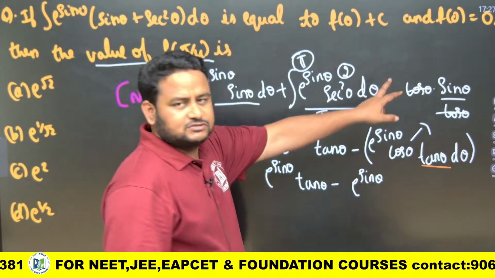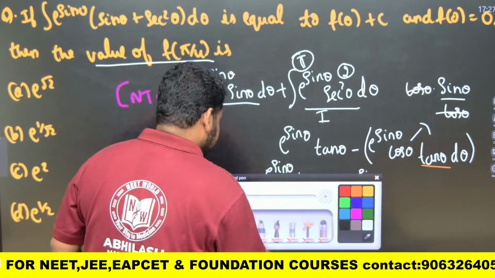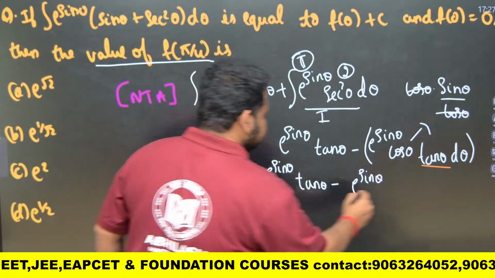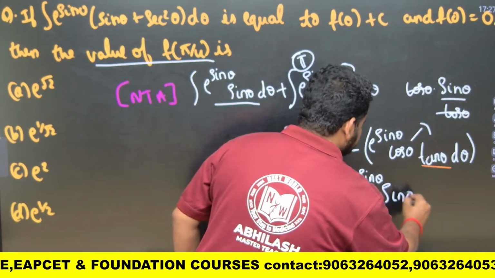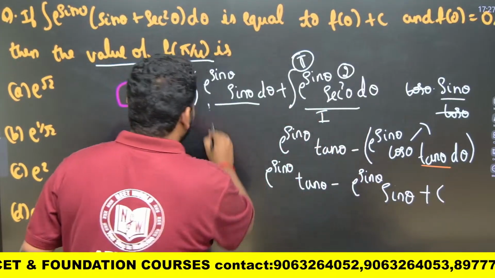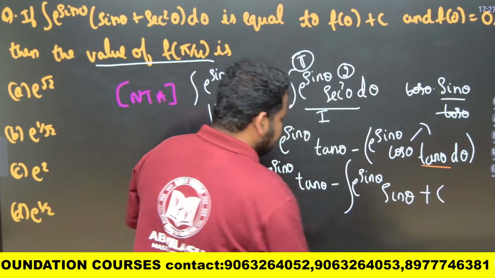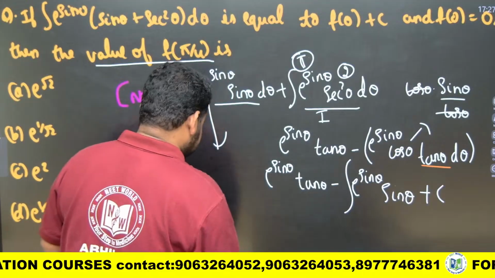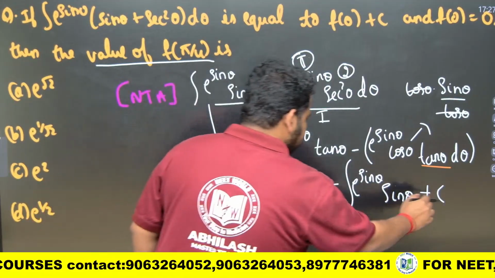Tan theta I will convert into sin and cos. I will be left with e power sin theta into what it is? It is nothing but sin theta itself, plus c. Now I will bring this down. This will be along with the integral sign.